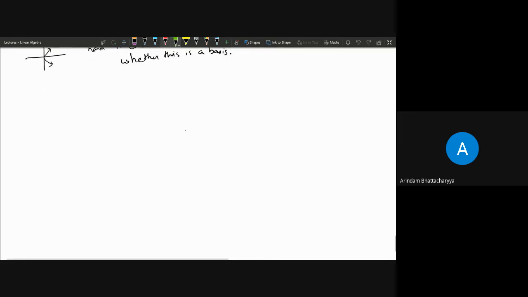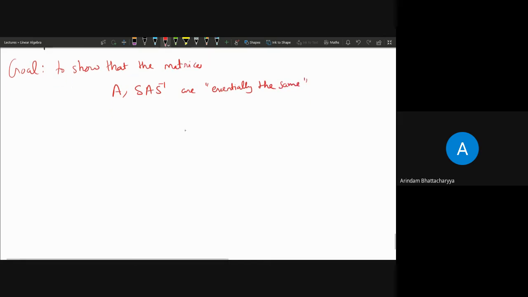Okay, I'll probably have to go on 5-10 minutes more, but the goal is to show that the matrices A and S A S inverse are essentially the same. Here's some motivation.